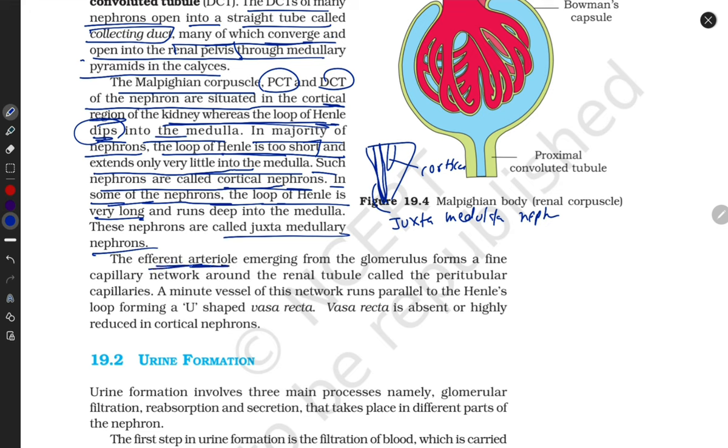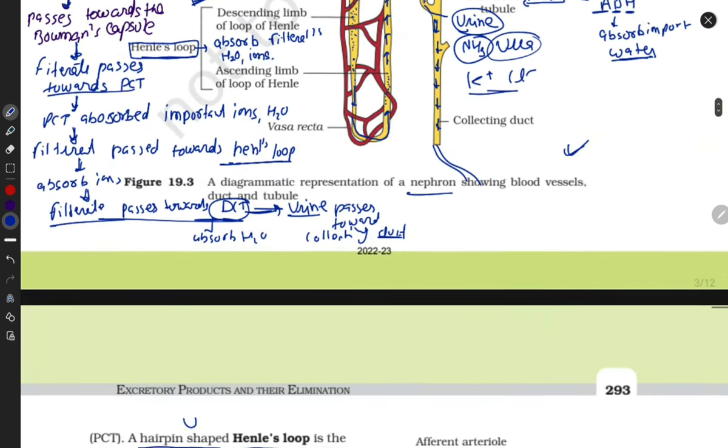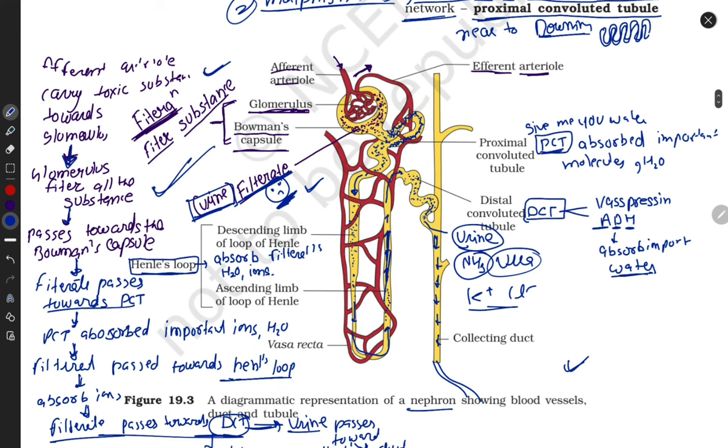The efferent arteriole takes away blood from the glomerulus. Efferent arterioles emerging from the glomerulus form a fine capillary network around the renal tubules. We watch that here. This is Henle's loop. Look at here, this efferent arteriole covers all the tubular part. If something is toxic, it can easily be released into Henle's loop. And if something is important, it can take it.